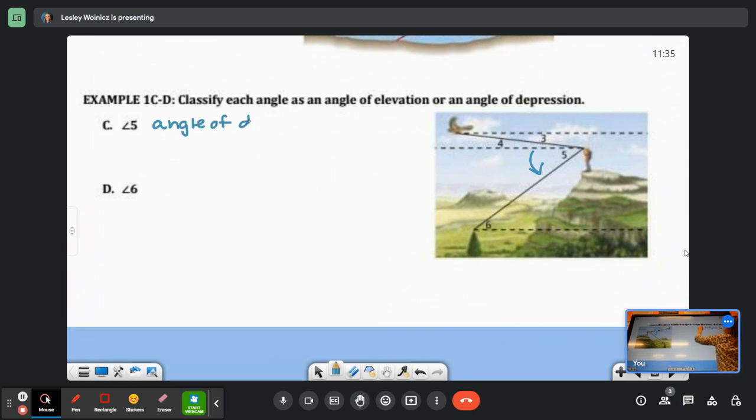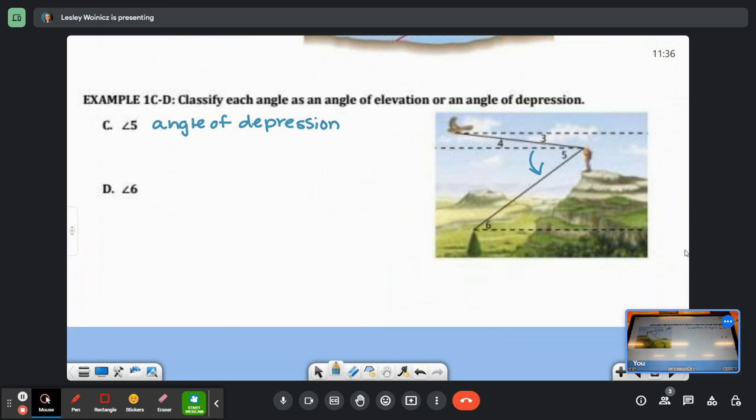So down is depressed, up is elevation. Is that a surprise? No. Who came up with that? Their mom. Well, it's because they all come from the same roots. You know what I mean? Like down, depressed. They come from the same roots in Latin.